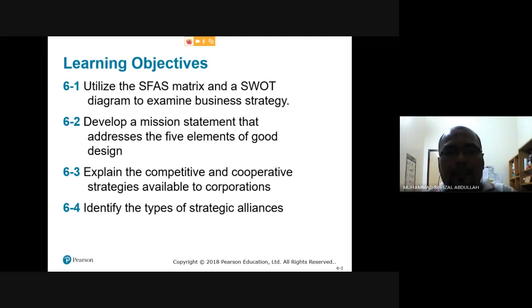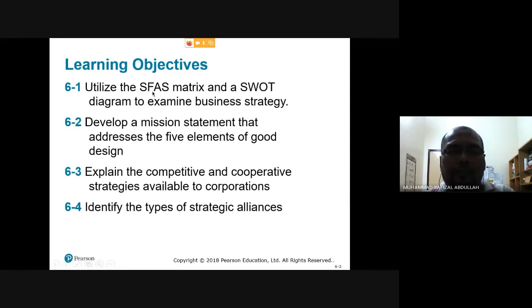SFAS matrix stands for Strategic Factor Analysis Summary. So what is a strategic factor? Strategic factors consist of the internal analysis and the external analysis. What do you get from the internal analysis? The S and W. And what do you get from the external analysis? The O and T. So the SFAS matrix is going to consist of S, W, O and T. It combines together the IFAS and the EFAS matrix.